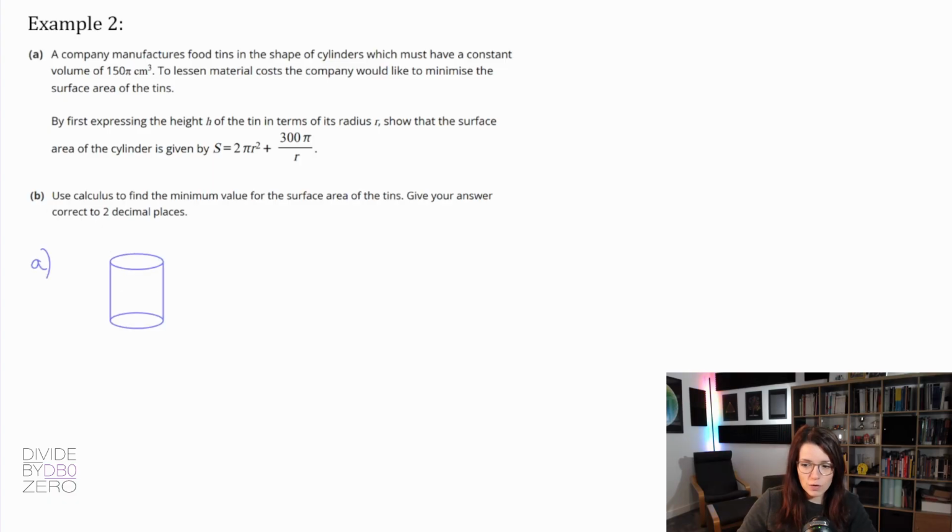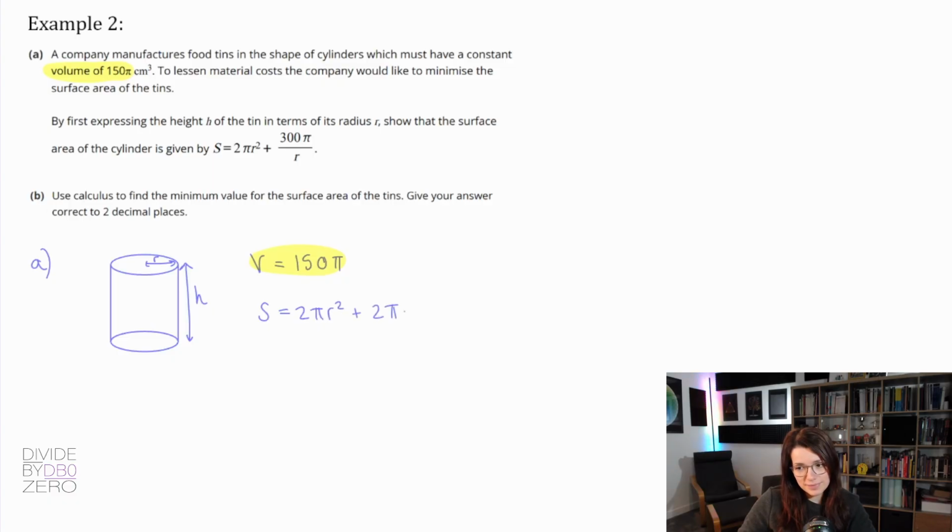Okay, so for part A, we've got a cylinder again. Let's sketch one. Radius r, height h again. This time, the information we're given is that the volume is 150 pi, and that's just in the question there. We want an equation for surface area, so generally, surface area is 2 pi r squared plus 2 pi r h. Again, the first thing I would do is compare what they want with what you have and figure out what's different. And again, what's different is that we've got h and we don't want it. That must mean we have to find h by some other means and then sub it in.